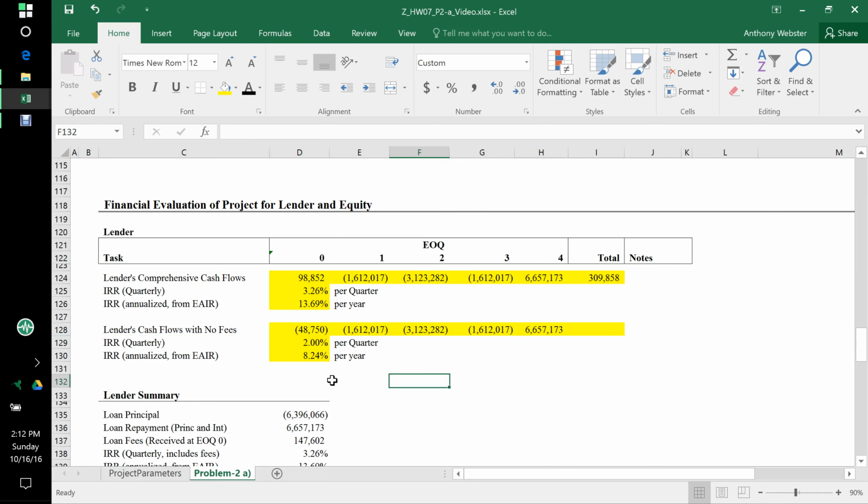Okay, and I think that's good enough for this solution. So we'll end it there.